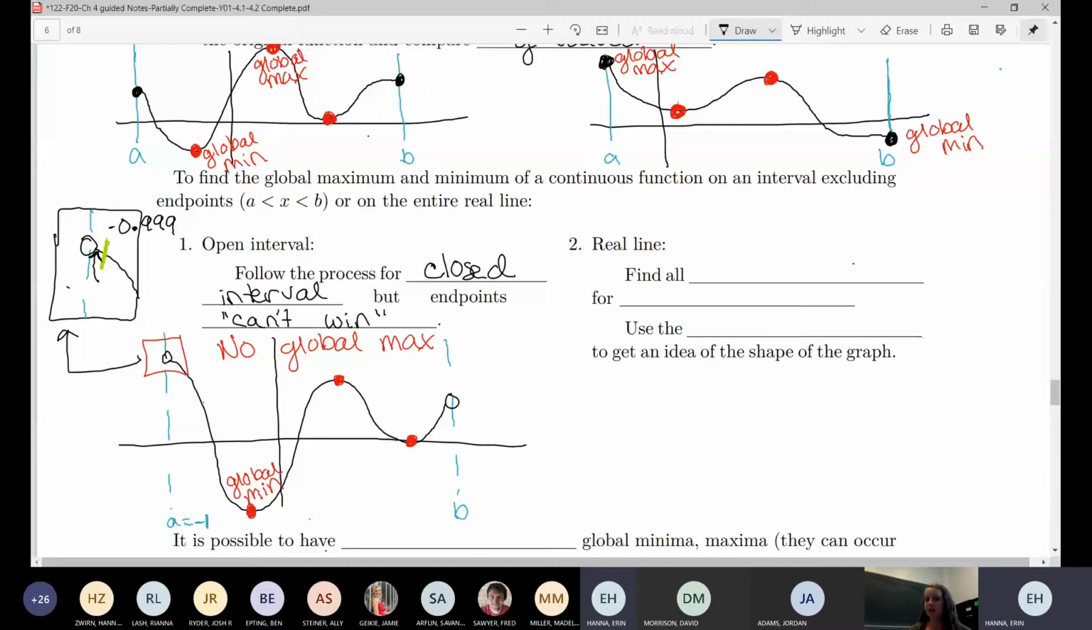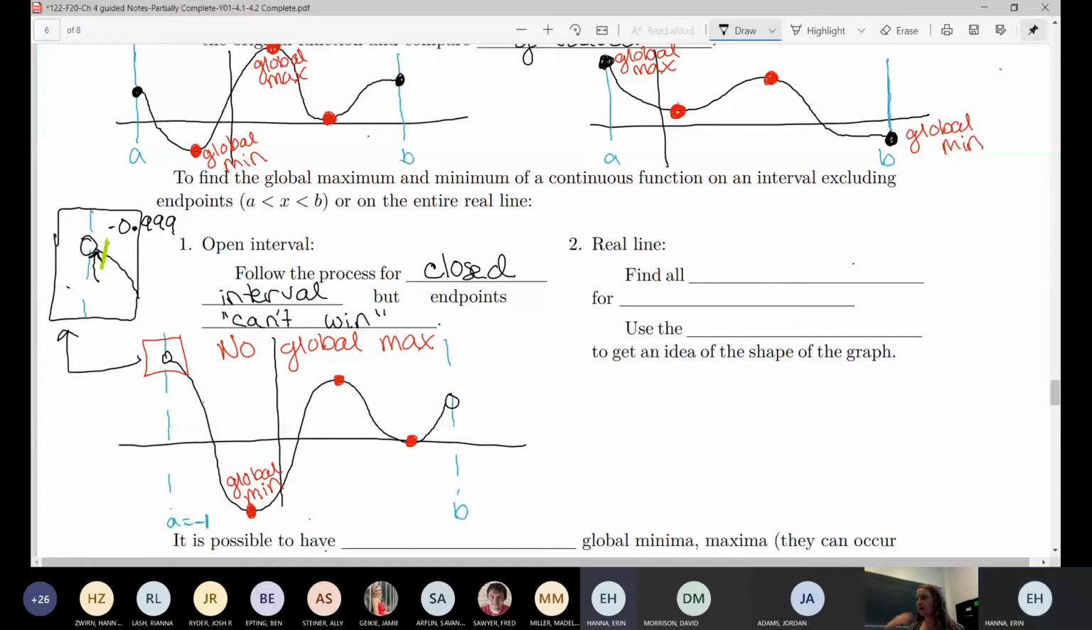If you include the endpoints, they can be at the endpoints, but if you don't include the endpoints, they can't. So essentially, you do the same process, but if a global max or min would appear to want to be at an endpoint, you just then say there's no global whatever that one would have been. And hopefully it will make more sense when we do the example in a second.